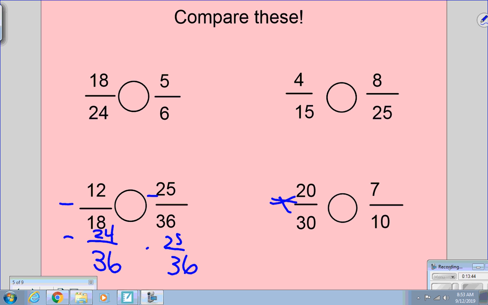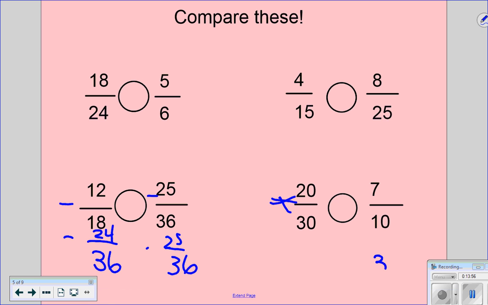Let's do this one. What can I use for denominator on this one? You know, Haley, I can use 30. For sure I can use 30. So I'm going to keep that, and use this times 3, times 3. Which one's bigger, Haley? 4 and 7 out of 10. Yep. Nice job. Way to go.